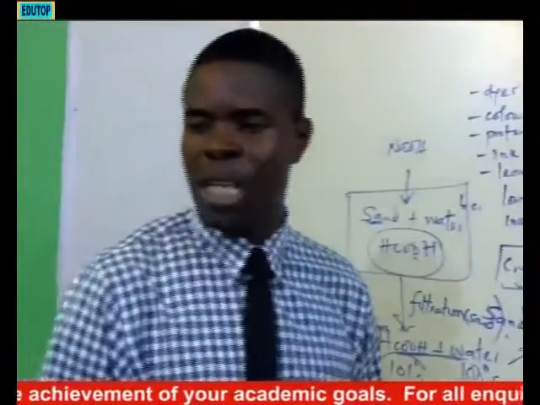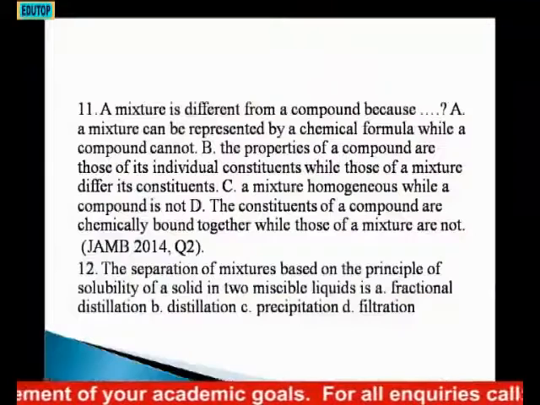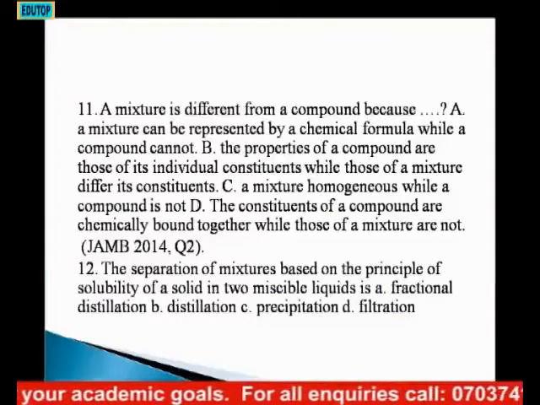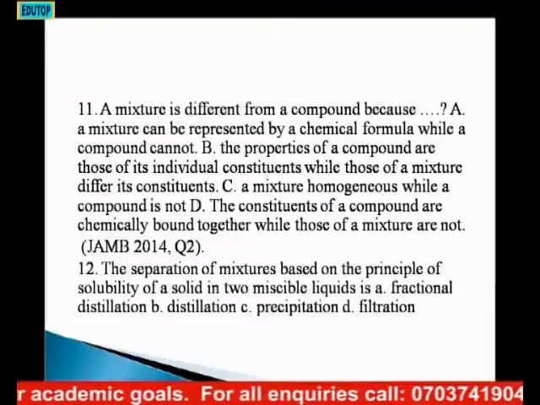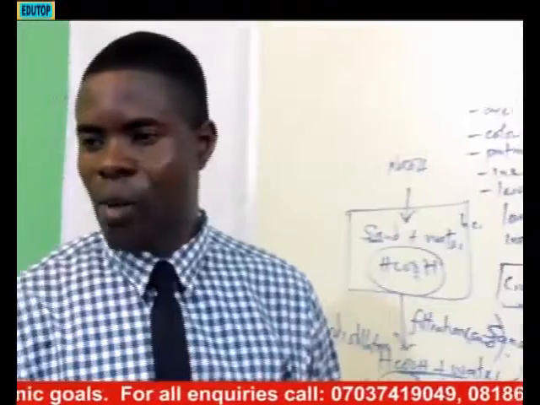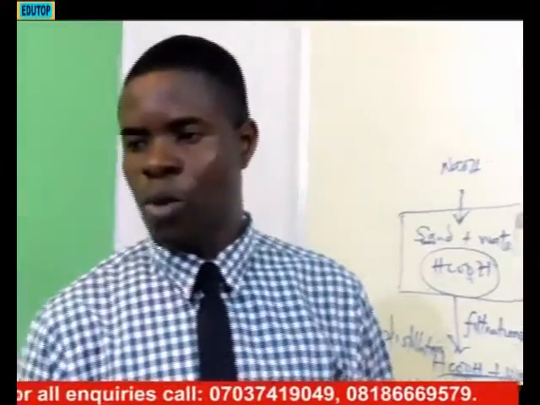The only option that will be suitable here is option D, which states that the constituents of a compound are chemically bound, while those of a mixture are not. So the answer to question number 11 is D.